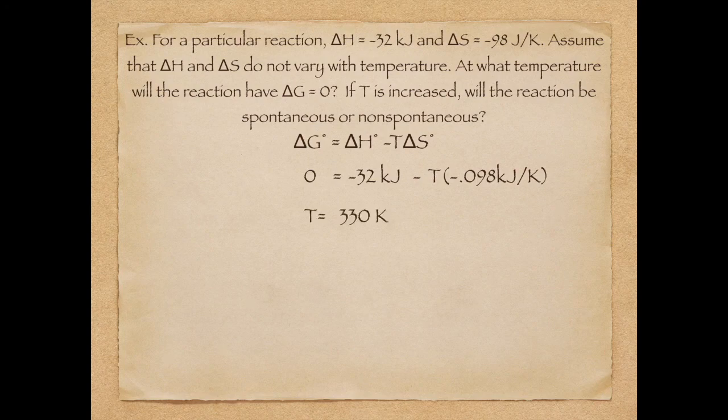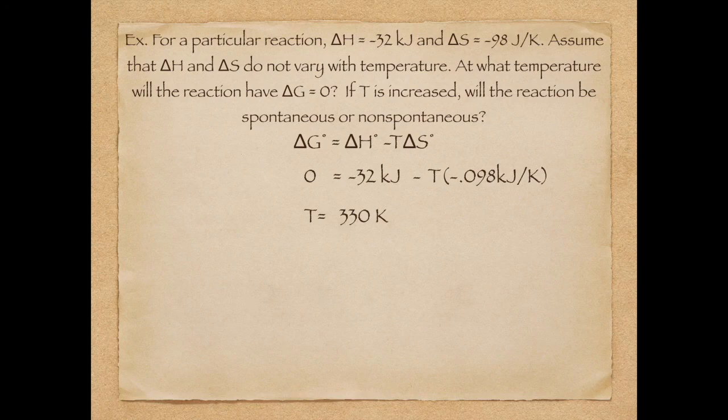So when I solve this, the temperature I get is 330 Kelvin. So let's look at this. At 330 Kelvin, my reaction is at equilibrium. Okay? So if I raise my temperature, look right above: it's negative 32 minus T times negative 0.098, which makes this, the temperature times your entropy change, a positive value.